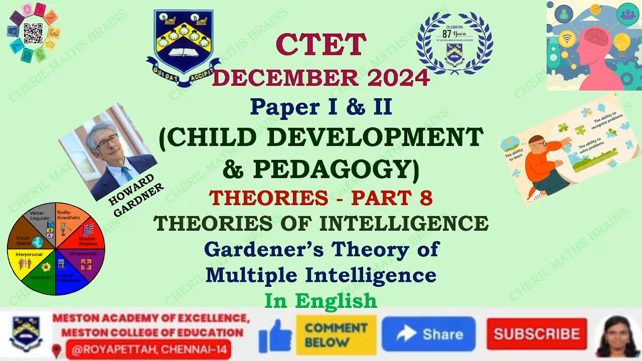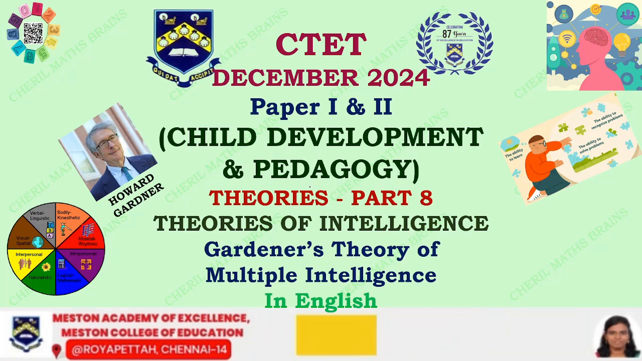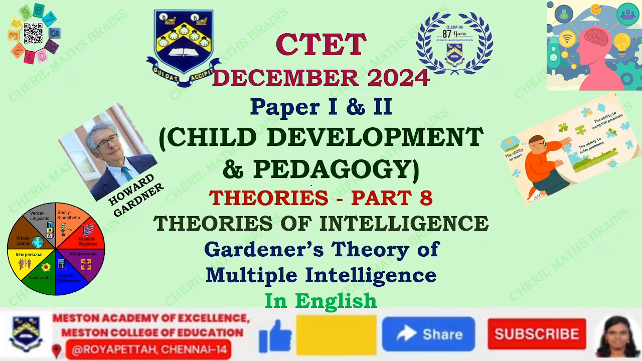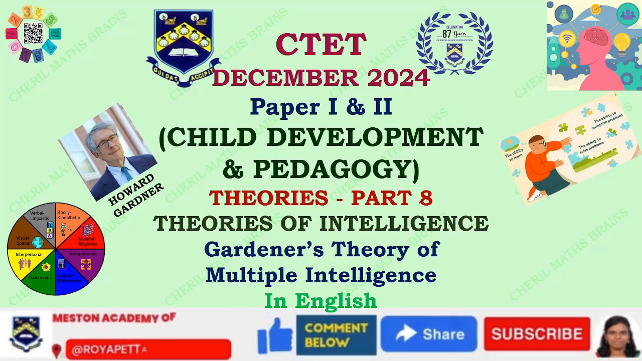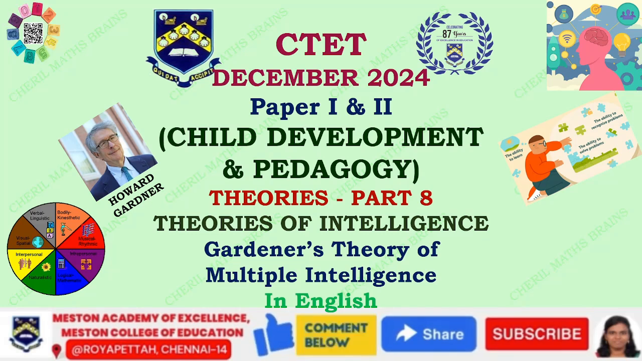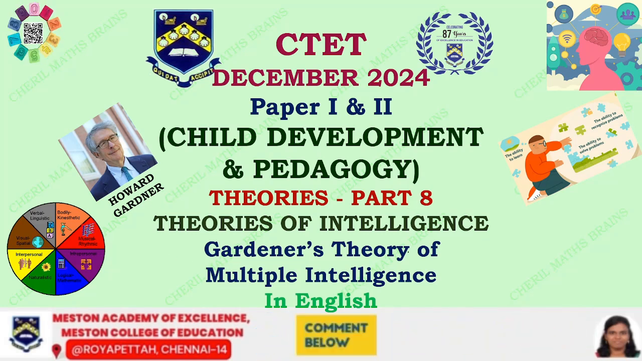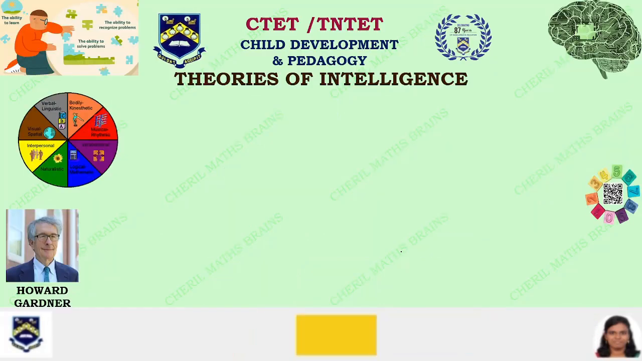So in this video we are going to continue with the theories of intelligence. We've seen four theories previously, and now we are going to see the fifth theory under intelligence. Among the total number of theories, this is the eighth theory. Already we saw three under child development, and now we are going to see under the theories of intelligence. So this is going to be Gardner's theory of multiple intelligence.